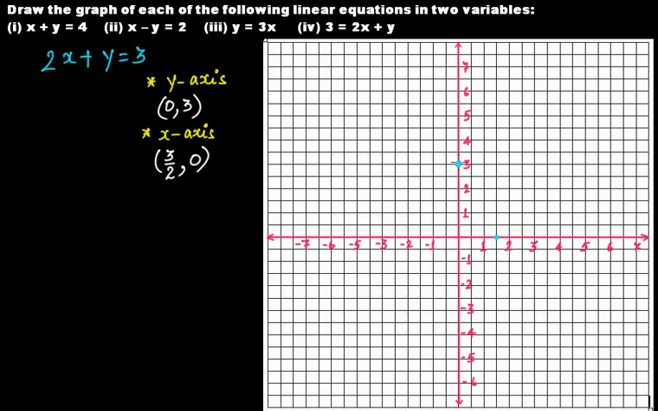Let's connect this. So this is our line. Just assume that it's a straight line. So this is the point 3 by 2 comma 0, and this is the point 0 comma 3, and this is your straight line.